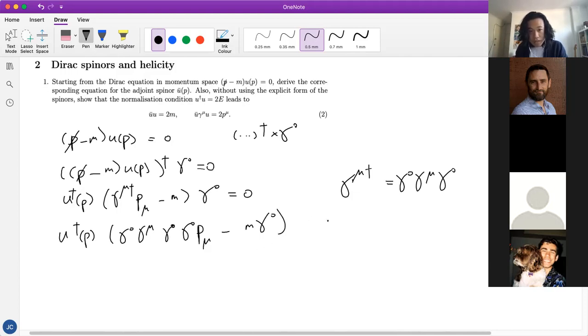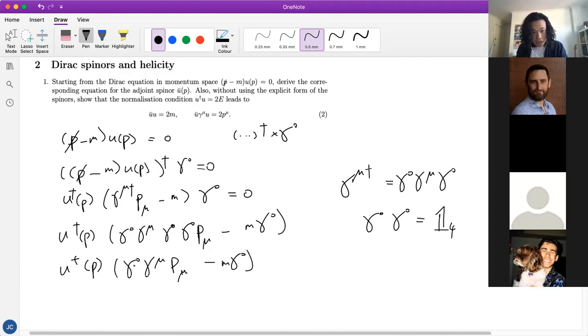Okay, and now we use the relation that gamma naught times gamma naught is just equal to the identity matrix, so it's just equal to 1. So these gamma naughts cancel each other out. So we get U dagger P, gamma naught, gamma mu, P mu, minus M, gamma naught. Now we take another factor of gamma naught out, but to the left. So U dagger, gamma naught, and then gamma mu, P mu, we can reduce with the slash notation again, minus M, and this is still equal to 0.